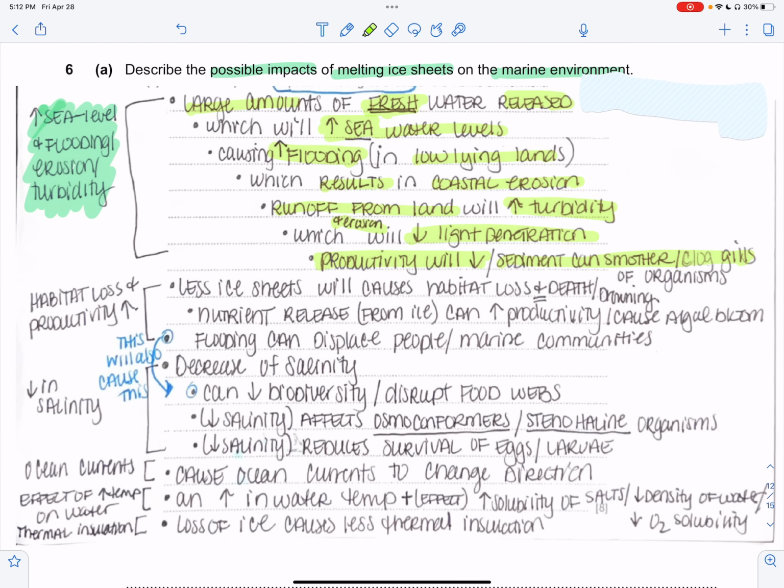So there's 8 marks on this question, and you have 1, 2, 3, 4, 5, 6. There's 7 right there.